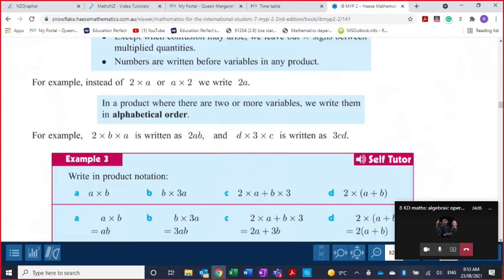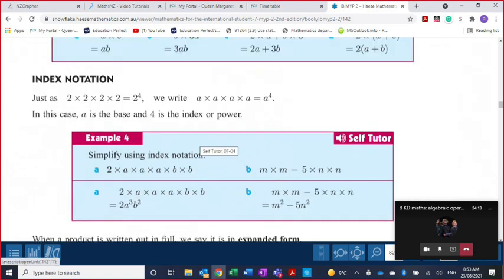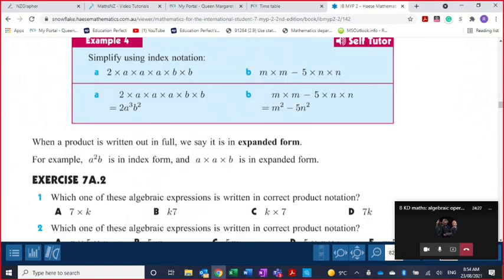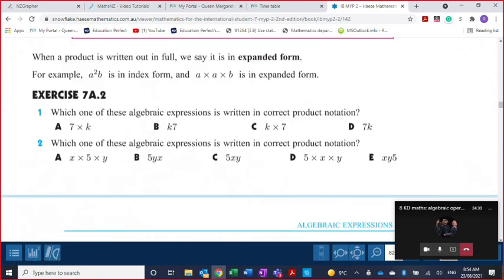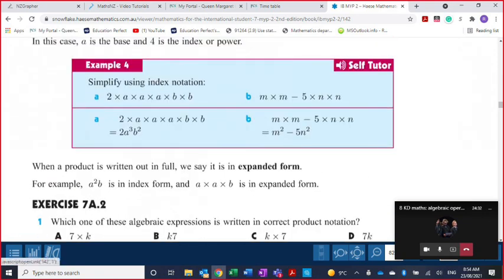If there are more than 2 variables, we write them in alphabetical order. So 2 times B times A becomes 2AB. Okay, so you have some of those. Don't forget index notation. Here I have 4 2's multiplied together, so that becomes 2 to the 4th power. 4 A's multiplied together becomes A to the 4th power, right? And then we go straight into the exercises.